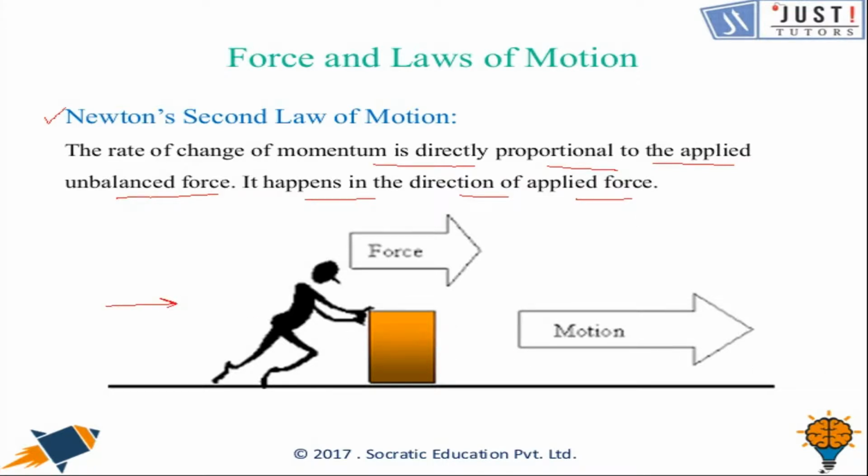Let's take an example. When acceleration is applied on a moving vehicle, the momentum of the vehicle increases, and the increase is in the direction of the force applied, in the direction of motion. On the other hand, if the brake is applied on the moving vehicle, the momentum of the vehicle decreases, and it is in the opposite direction of motion because the force is being applied in the opposite direction of motion.